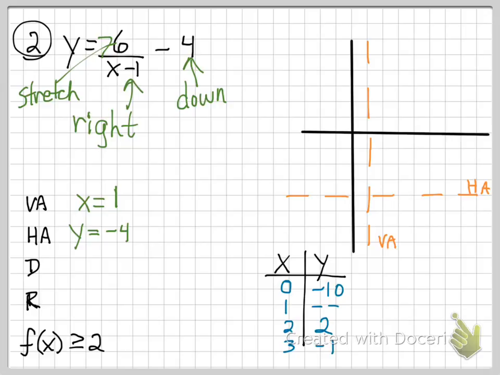Alright, so let's put those points on the graph. So at 0, we're at negative 10. Well, that's way down here. Okay? At 2, I'm at 2. And at 3, I'm at negative 1.